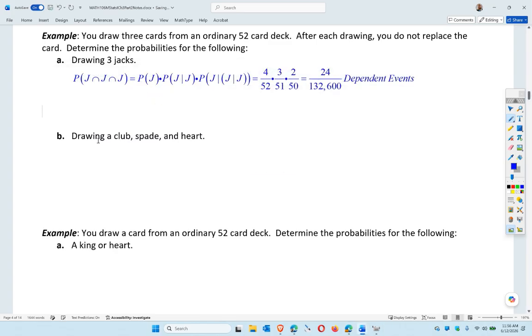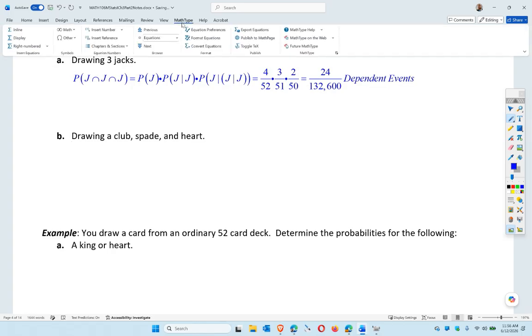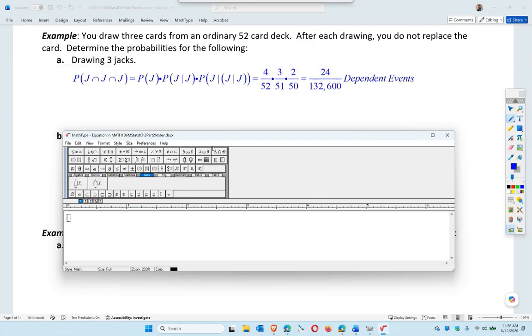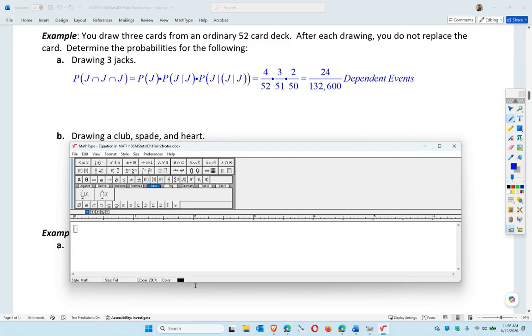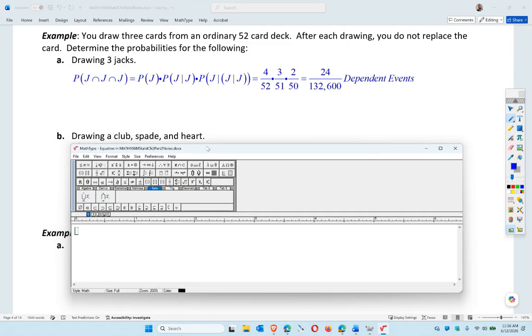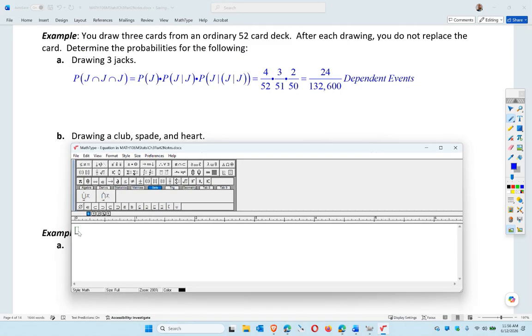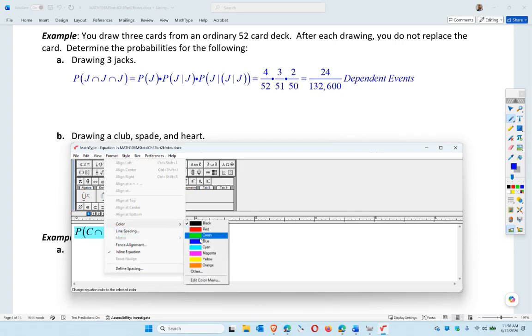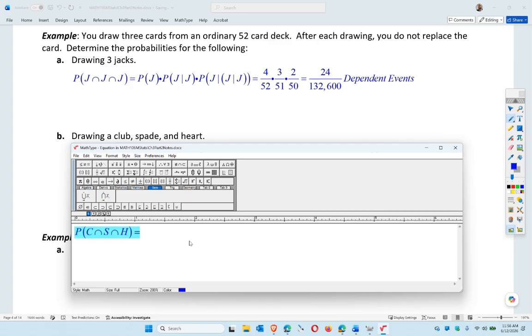Okay, so another similar scenario. Let's say I want to do the different groupings: club, spade, heart, and diamond. So I want to get a club and a spade and a heart. Equals, I'll make this blue. So the same thing here is, it's still dependent, because there's going to be fewer cards each time. So I can take this, copy, paste.